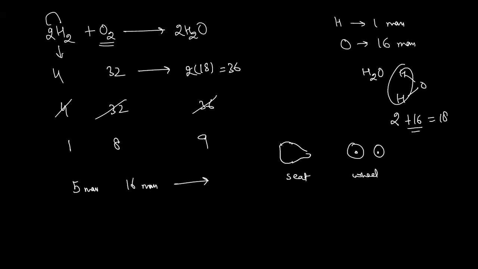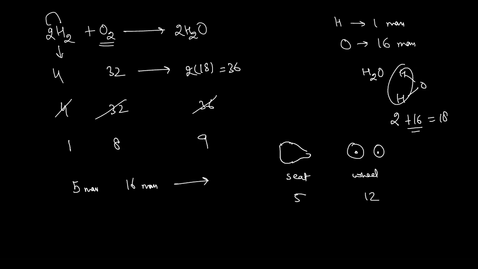So if you have 5 seats and 12 wheels, how many complete cycles will you be able to form, if you have all other things in proper quantity but you don't have the seats and the wheels? In your garage there are only 5 seats and 12 wheels. So how many complete cycles will you be able to form?